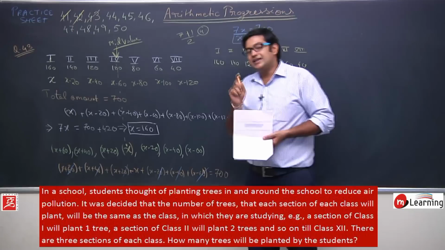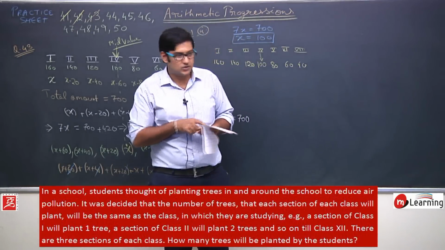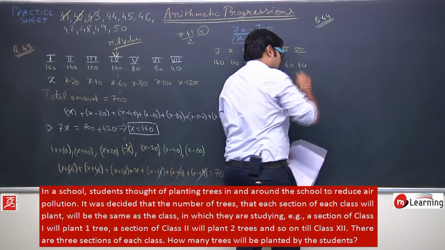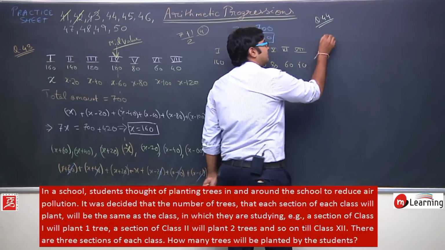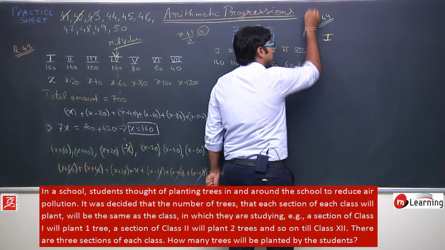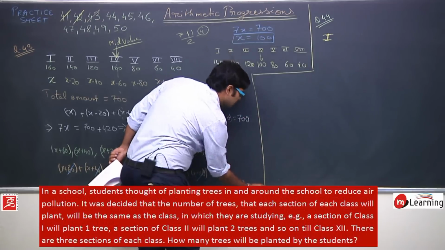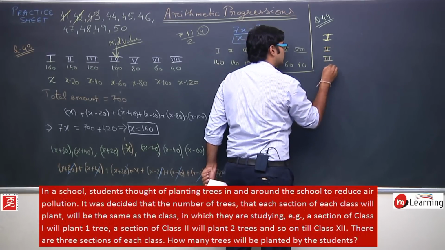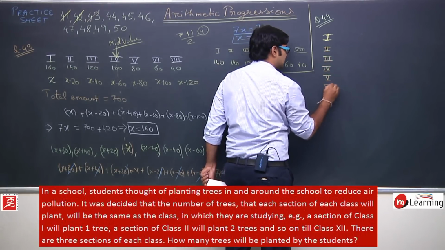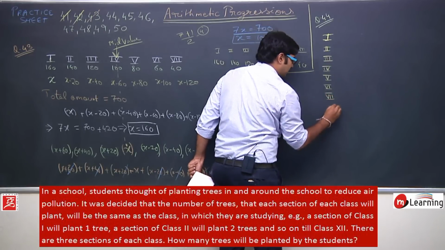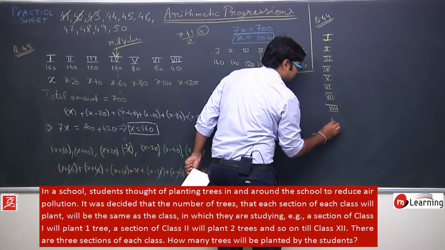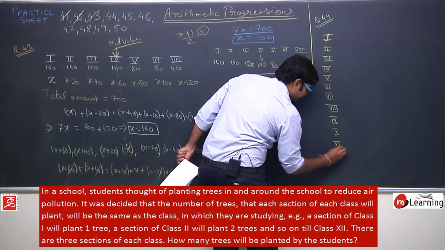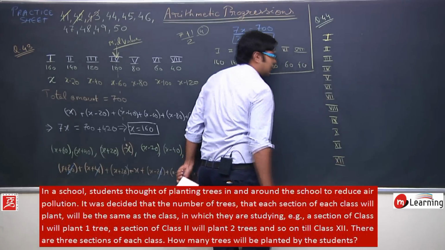So this is most important. Each class has 3 sections. How are the 3 sections distributed? Question number 44. What I can assume is, let us say this is the first class, then second class, then third, then fourth, then fifth, then sixth, seventh, eighth, ninth, 10th, 11th and 12th. So there are 12 classes.